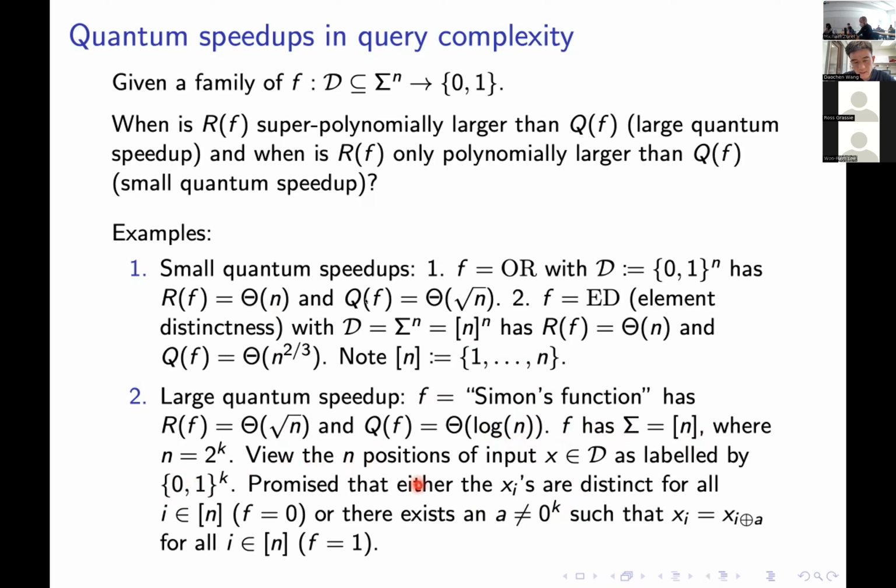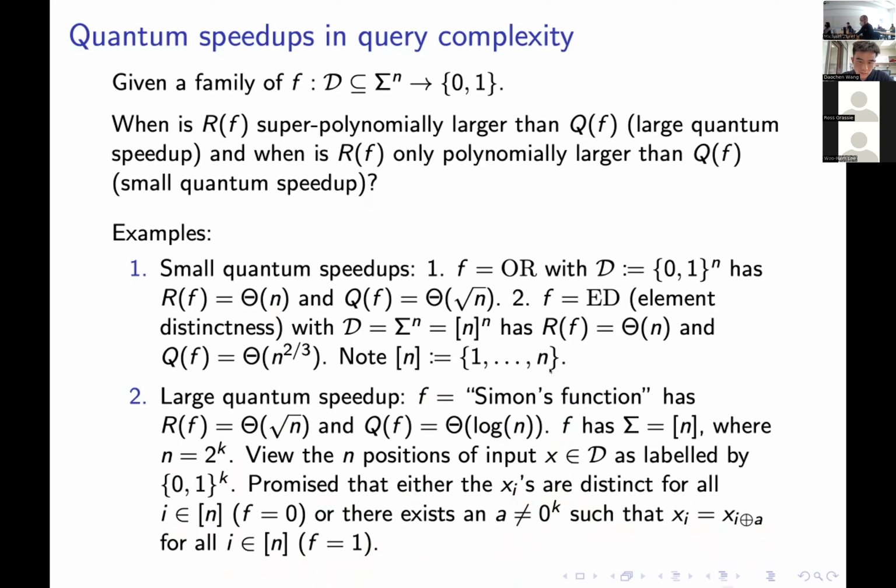We'll view the n positions of input x as being labeled by bit strings of length k. The problem is such that you're promised the input satisfies one of 2 things. Either the x_i's are distinct for all i in bracket n, in which case the function outputs 0, or there exists an a not equal to the all 0s bit string, such that x_i is equal to x_(i XOR a) for all i in bracket n, in which case the function evaluates to 1.